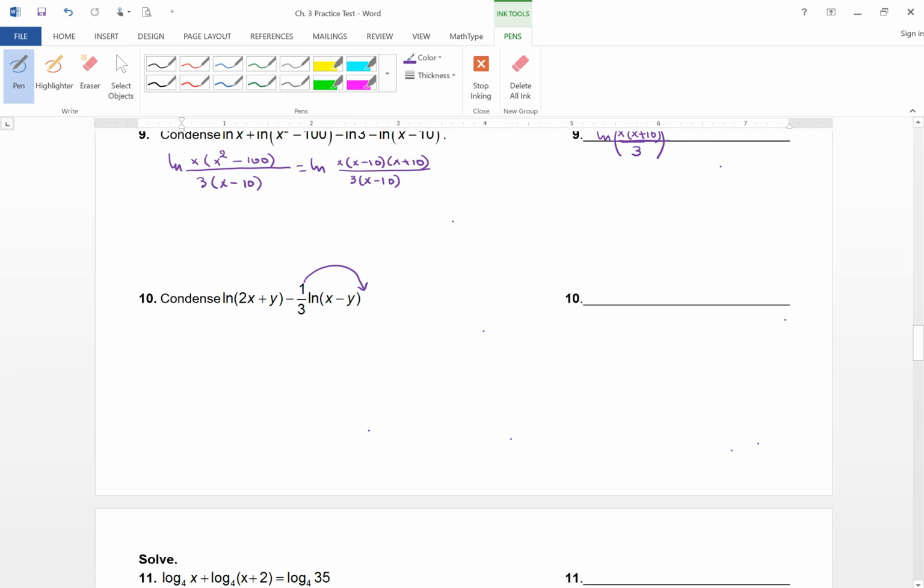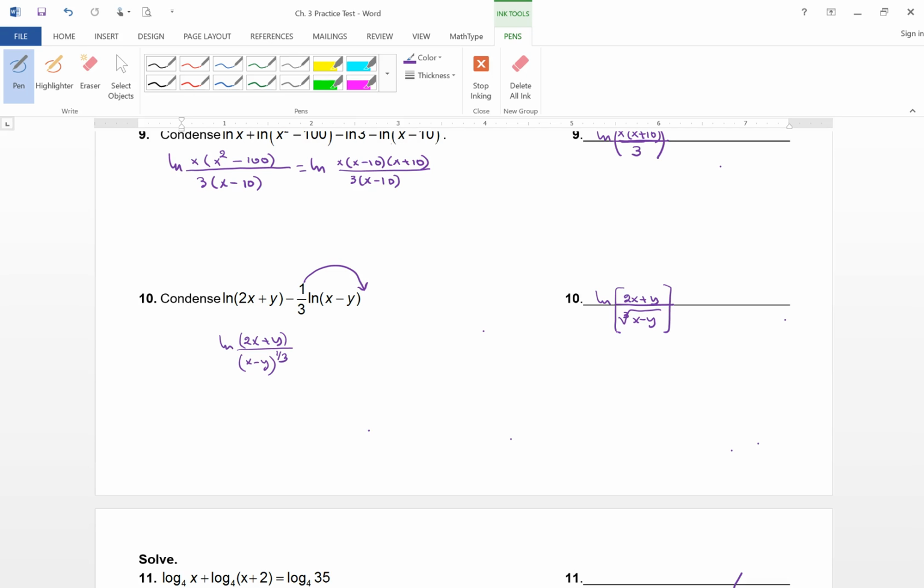All right, here it's going to be ln of 2x plus y over x minus y to the power of 1/3, which then you do a cube root, so it'll be ln of 2x plus y over cube root of x minus y, right, all in the ln. That's the final one. You done?